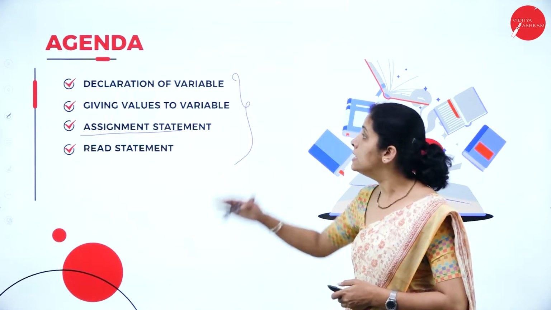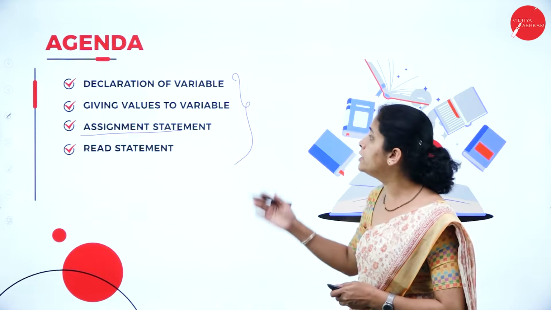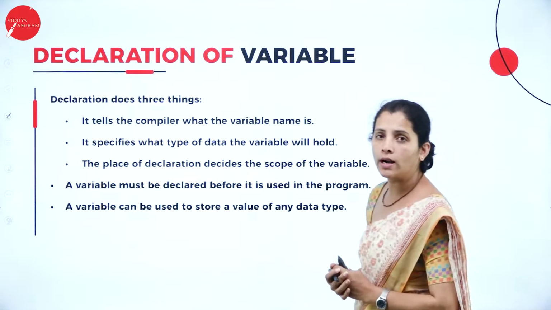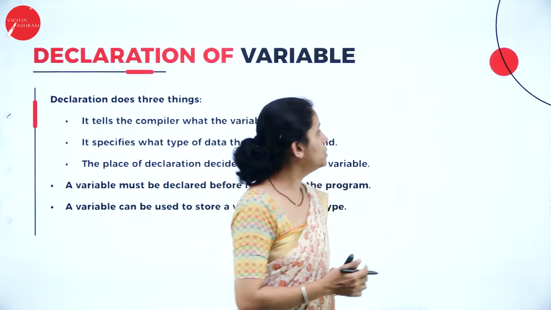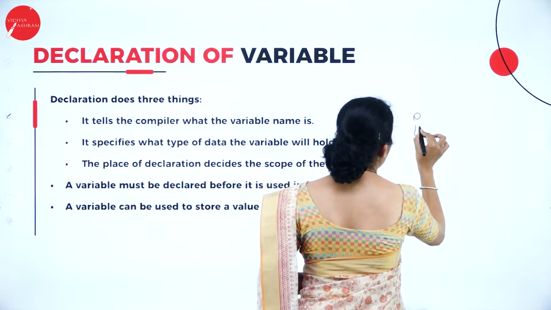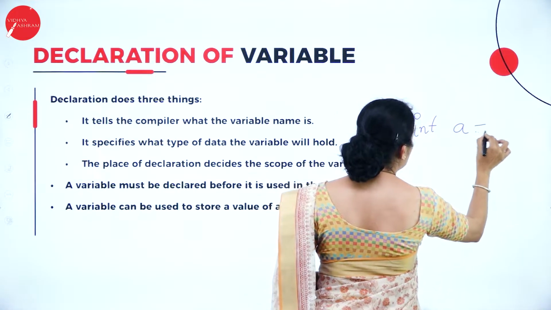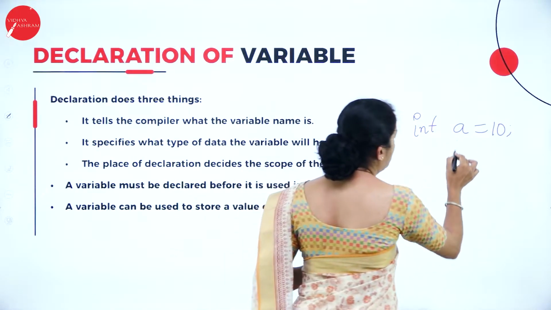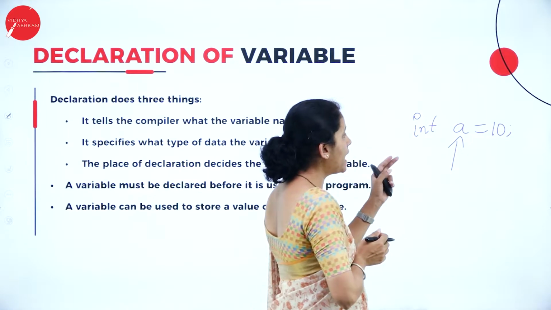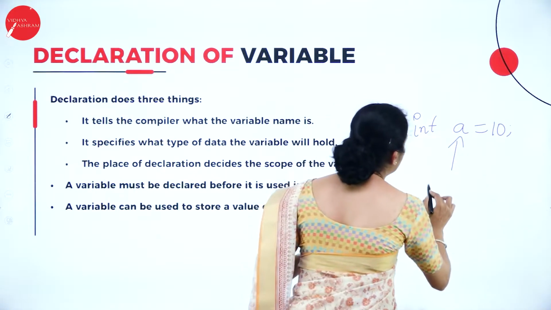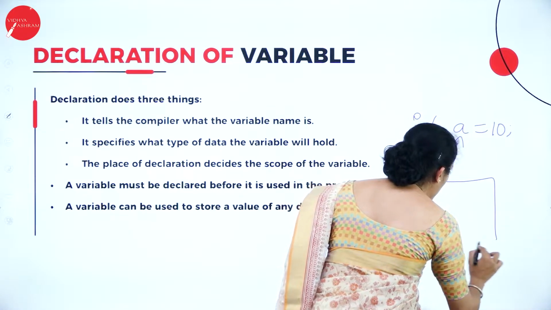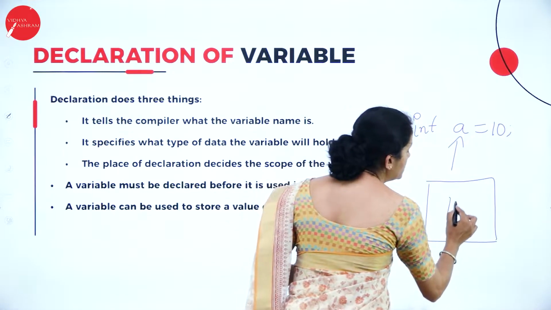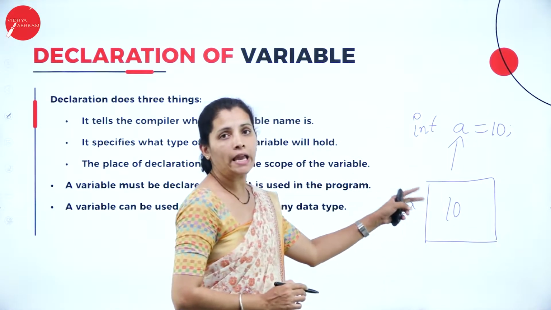Now, dear student, let's begin our session with the topic declaration of variables. So, what is variable? Let me consider an example here. Think that I am going to write int a equal to 10. So, what is variable here? That is nothing but the a. And if I write int a equal to 10, then memory is allocated for this variable a and the data is stored in that particular area.